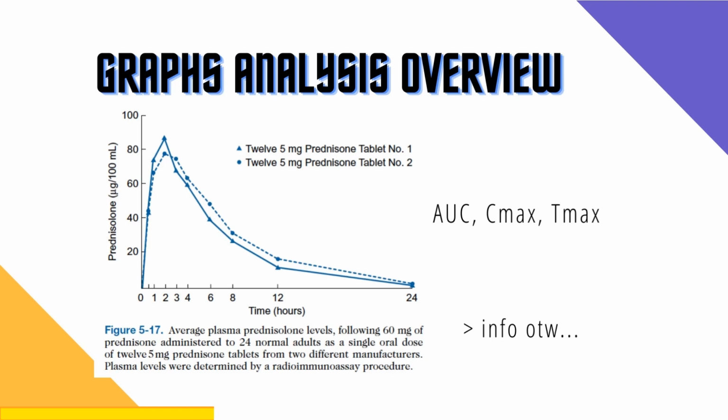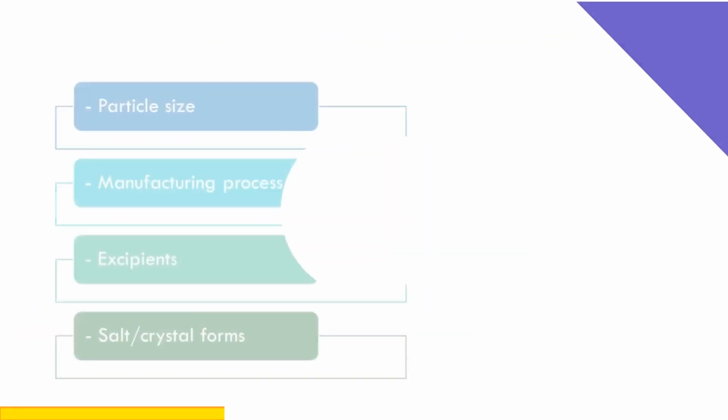Parameters such as the area under the curve, which is AUC, Cmax, the maximum concentration, and Tmax, the time to reach the maximum concentration, are noted, and there's a certain range within which they are accepted for similarity. Further information and details on the design of the BE study and also the analysis of the graphs and data will be covered in subsequent classes.